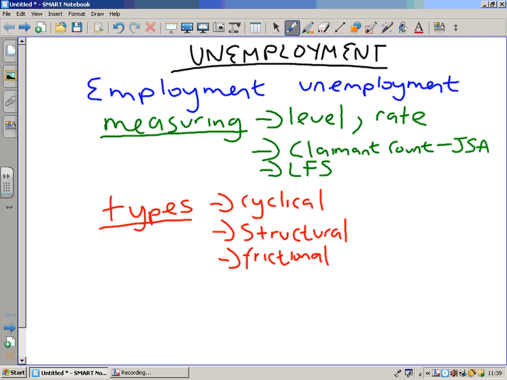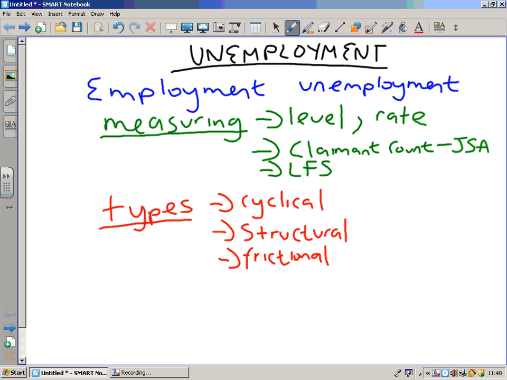Cyclical unemployment is linked to changes in the economy. When demand for different products falls in the country, people lose their jobs. When demand picks up again in the economy, people gain jobs. So over the course of the economic cycle, as we head towards boom, cyclical unemployment will fall, and as we head towards a recession, cyclical unemployment will start to pick up.